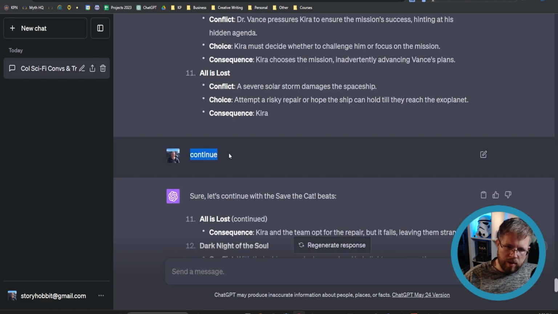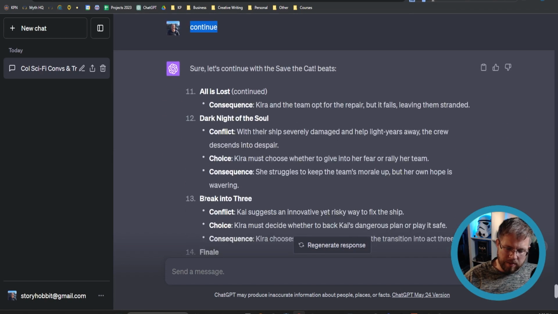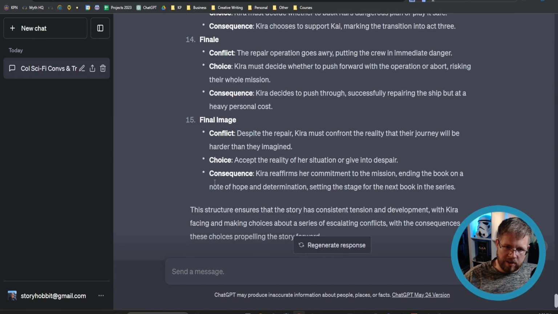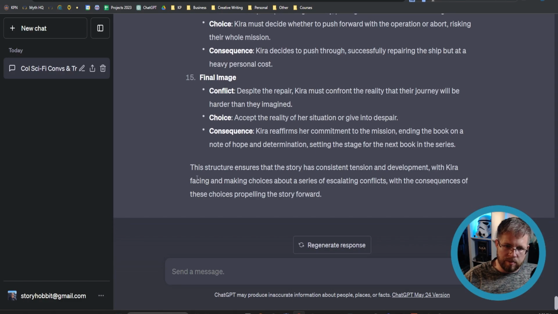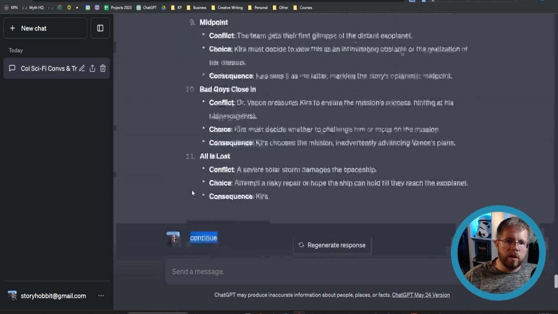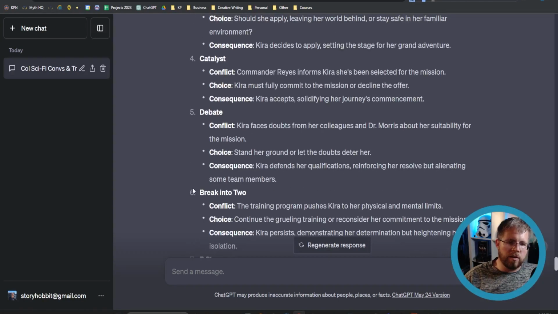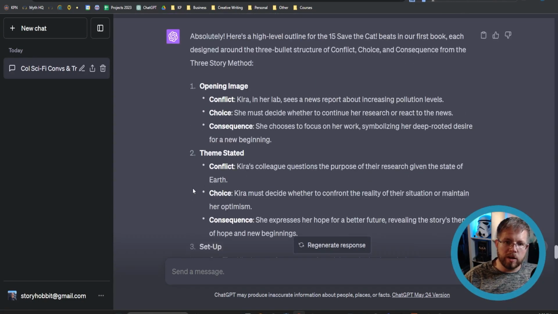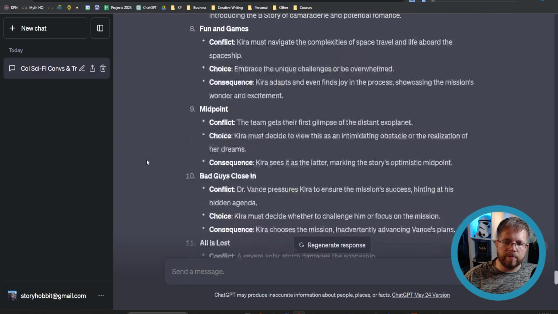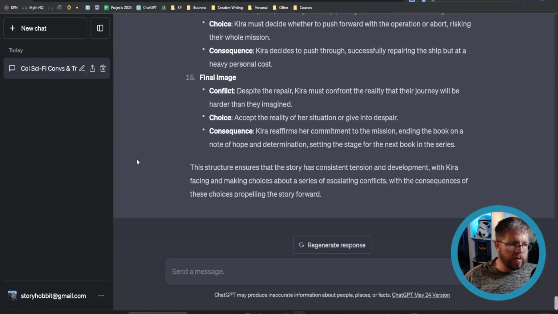I did have to prompt it to continue because it ran out of space, but it eventually got through all 15 in the structure that it was asked to. So I'm actually semi-impressed by this. I think it could have been better had we gone through and spent the time to really flesh out the synopsis of the first book and then fed it that and then asked it to give the overall 15 Save the Cat beats. But this is pretty good.